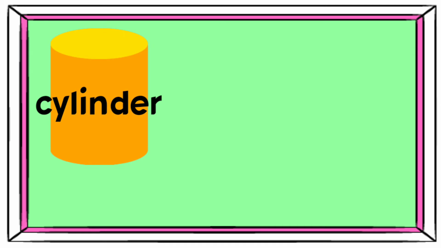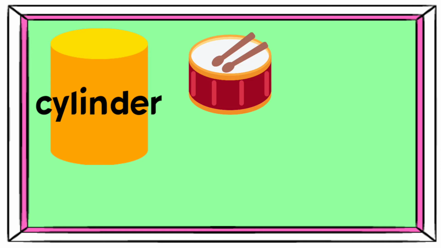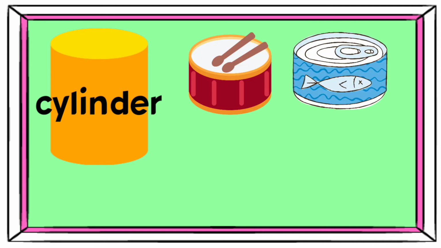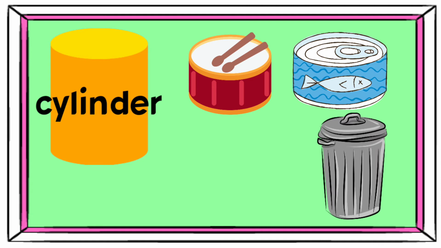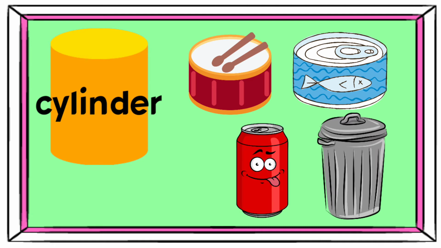Cylinder. Examples of cylinder: drum, canned food, trash can, soda can, battery.